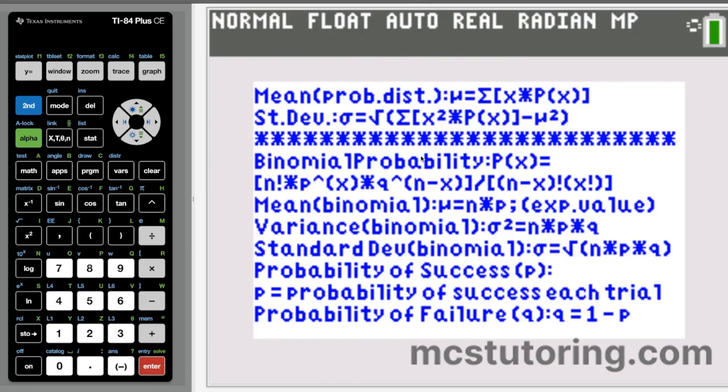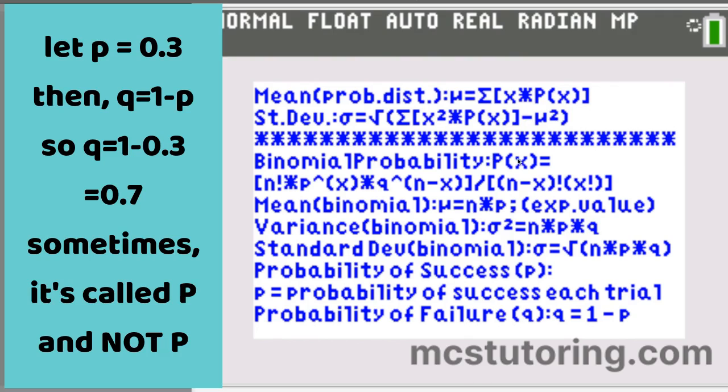And then we have binomial probability. P of x equals n factorial over (n minus x) factorial times x factorial, times p raised to the x times q raised to the n minus x. Again, p is the probability of something happening. Let's say it's 30%. Q then would be 1 minus p, so that'd be 70%. We're plugging that in here.